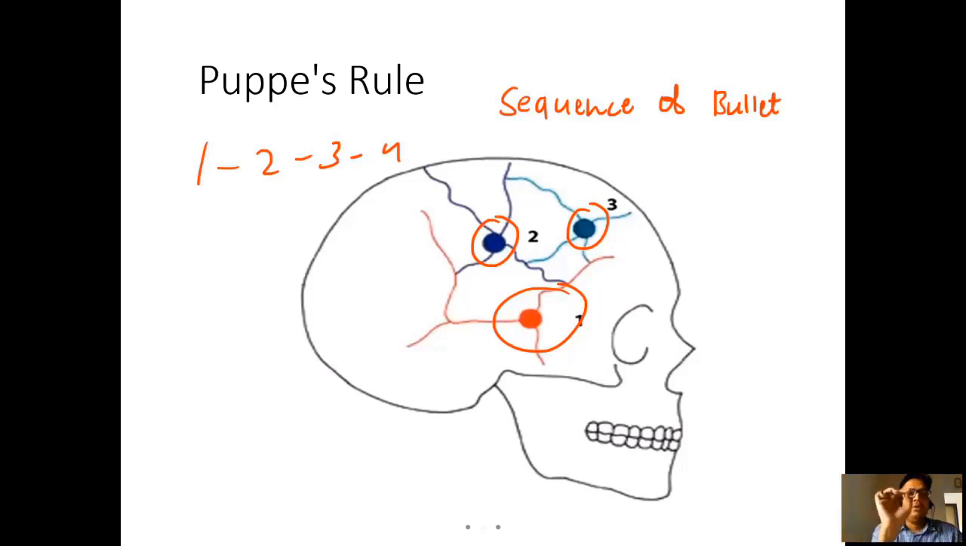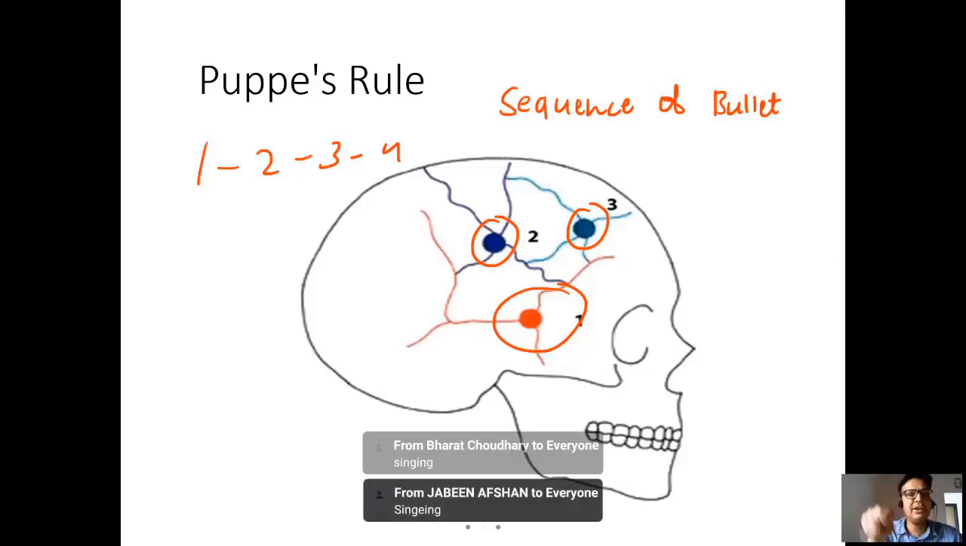Very good. Which effect of the entry wound is because of flame effect? Flame of the bullet that is surrounding the entry wound. What is the name of that effect? Flame produces which effect of entry wound? What is this effect called? What does flame form in the entry wound? Singeing. Yes.